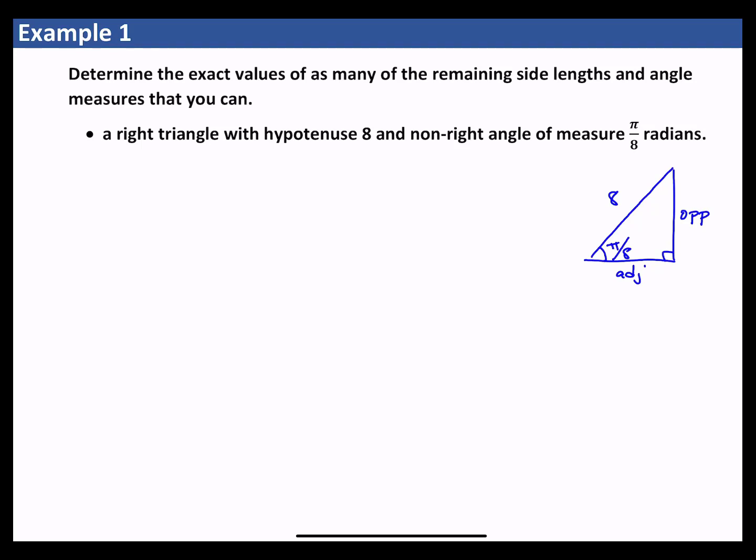From our new perspective, we know that the cosine of pi over 8 is going to equal the adjacent side divided by the hypotenuse, which is 8. To get the adjacent side alone, we're going to multiply both sides by 8. And that is going to be our exact answer for the adjacent side: 8 times the cosine of pi over 8.